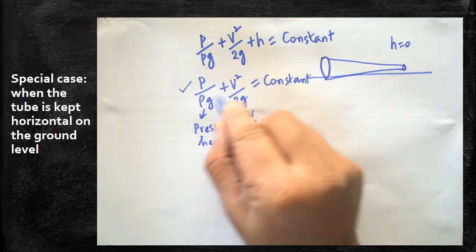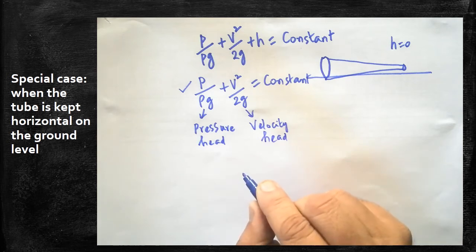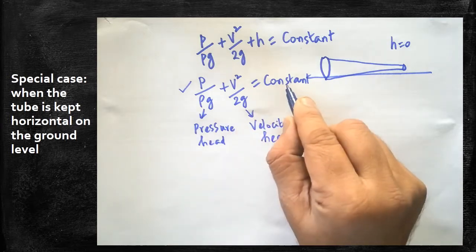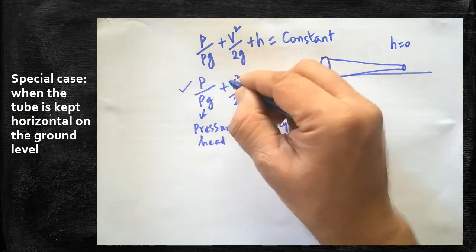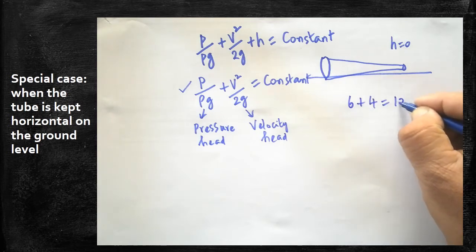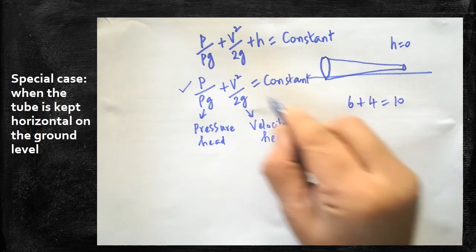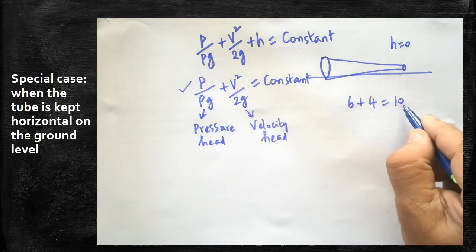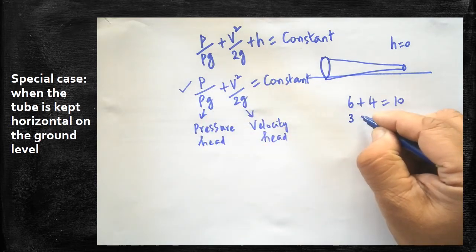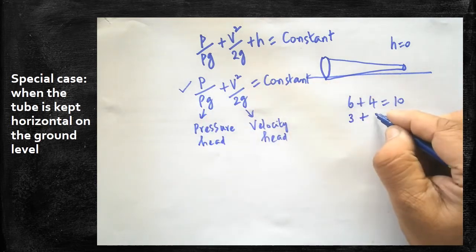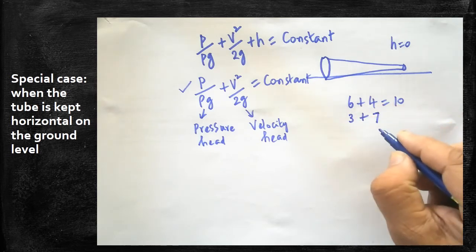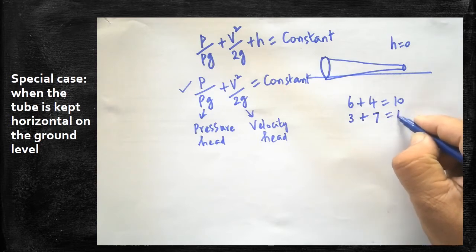Here when you add both, you will get a constant. If any one of the factors increases, the other factor will decrease. Only then this one will be a constant. For example, 6 plus 4 is equal to 10. Here the pressure value is 6. Velocity factor is 4, so if both are added, you are getting 10. For example, if the pressure is reduced to 3, what happens to velocity? Velocity will be increased to 7. Are you clear? When this one decreases, this one increases. Again, if both are added, you will get 10.